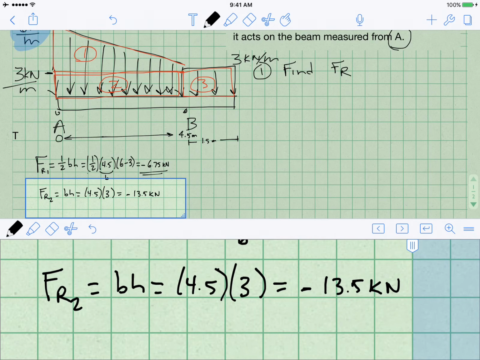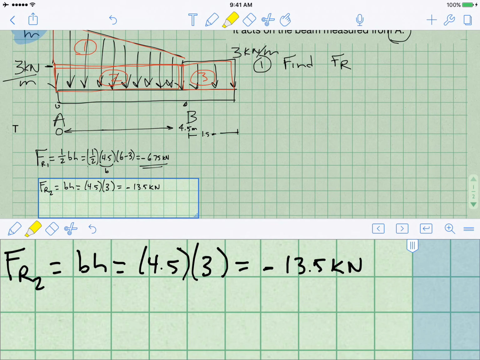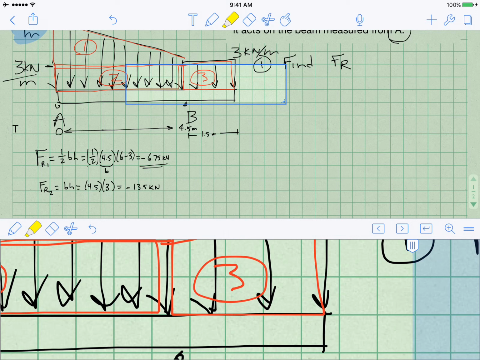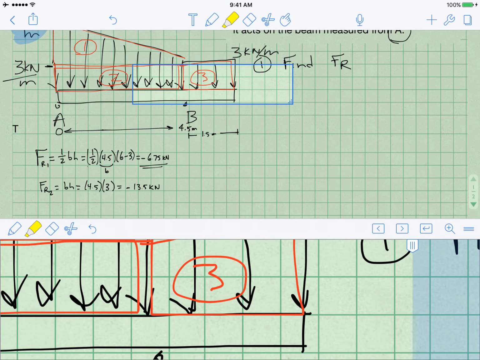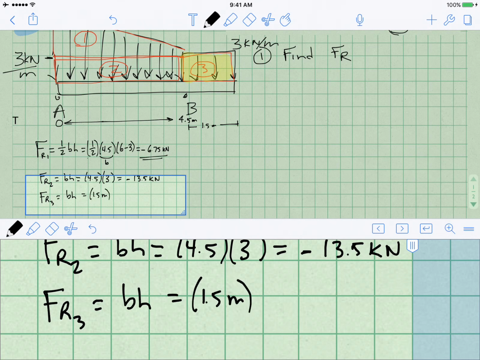The third area we have is shown up here. I'm going to make it yellow so that we can see what area I'm talking about. I'm talking about this area right here. This area is area 3. The resultant force for area 3 is, again, the base times the height. In this case we have 1.5, and I'm going to write the units in so we realize what's going on here, and then we multiply by 3 kilonewtons per meter, and therefore that is minus 4.5 kilonewtons.